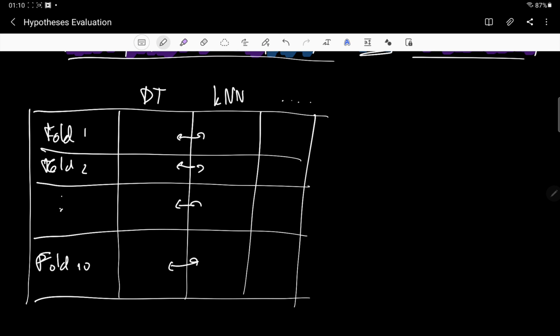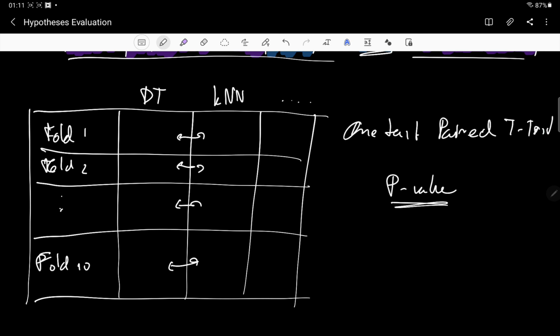If you want to know the significance level or confidence level, we will compare using a one-tail paired t-test to get the p-values and compare the p-values to the standard level. I'll tell you in more detail in our demonstration. So this is the idea of how we can use k-fold cross validation.